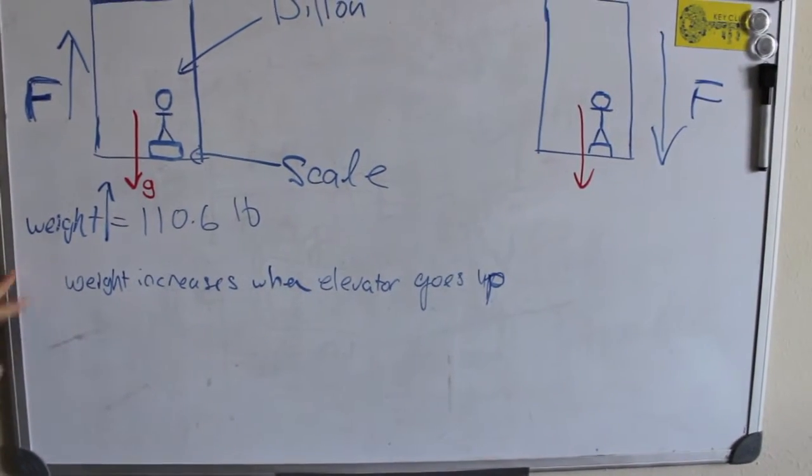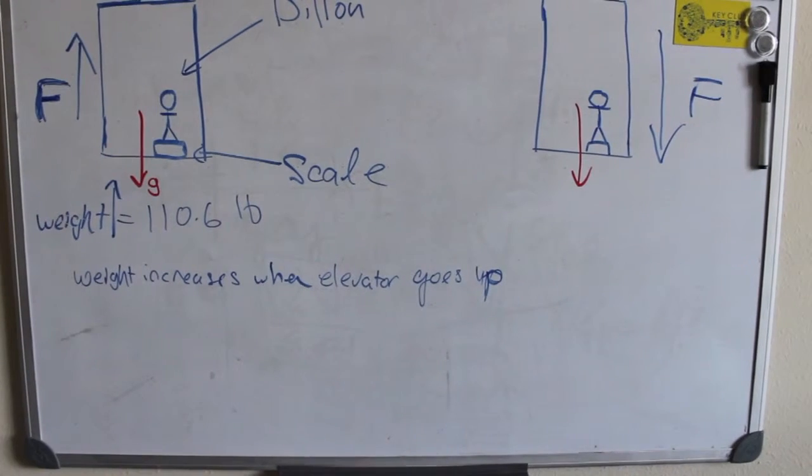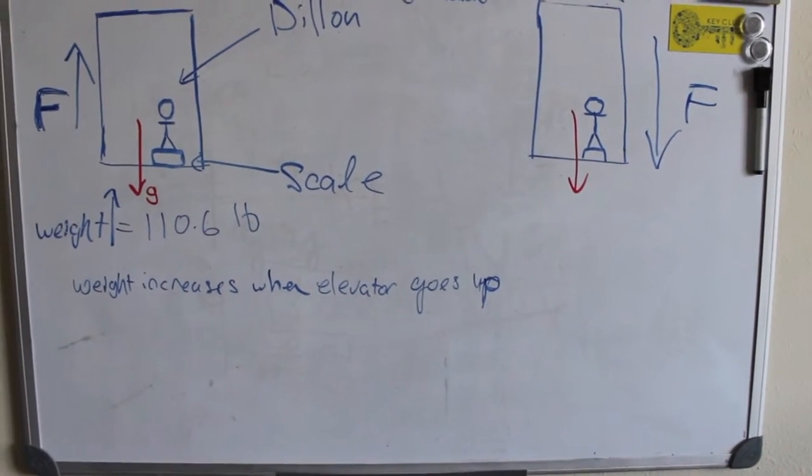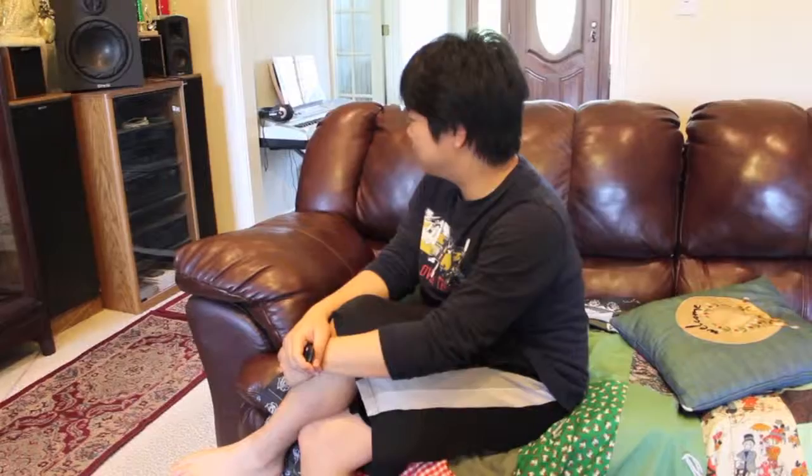So the weight shown on the scale is dependent on the acceleration of the person standing on it, which in this case is Dillon. This video concludes the experiments of the effects of gravity.